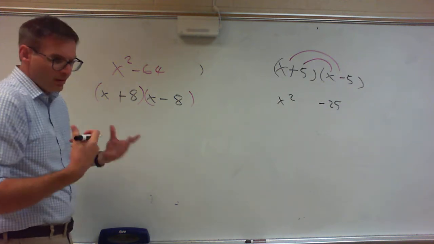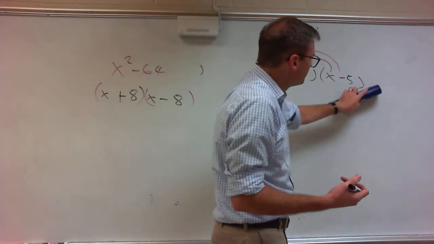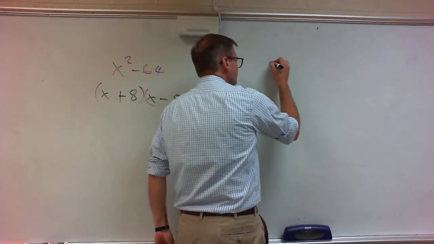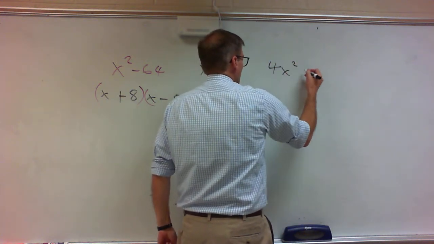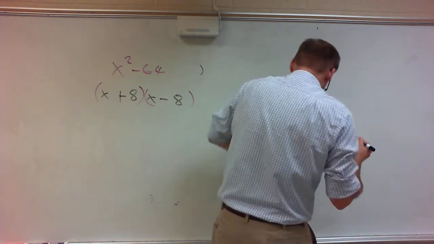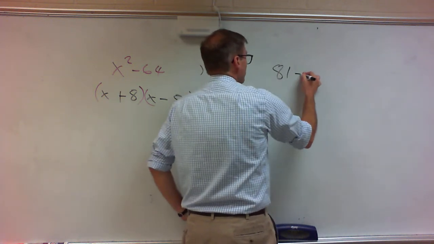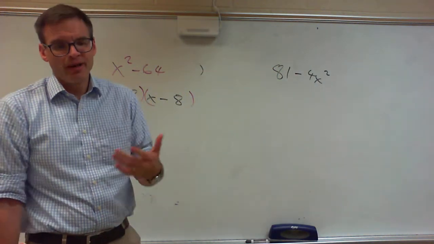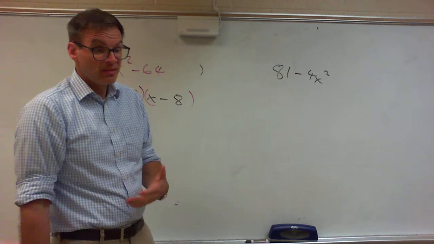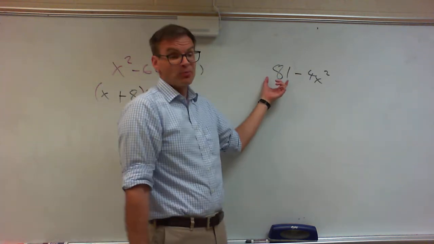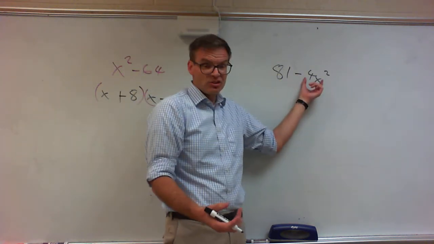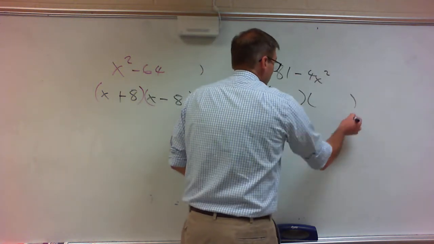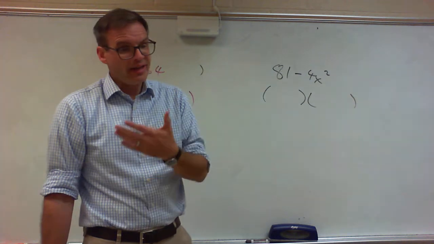All right, how do I make it harder? Well, what if I give you something like 81 minus 4x squared? All right, this is still a difference of squares. This is a perfect square, 81, and this is a perfect square. Okay. So when I set it up, you don't always get to have the x at the front.